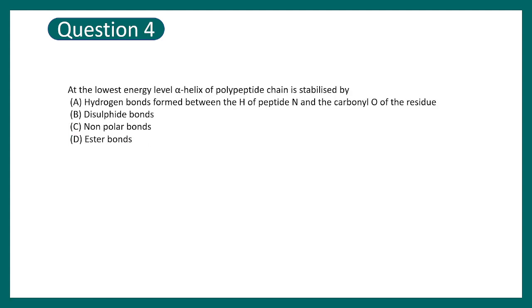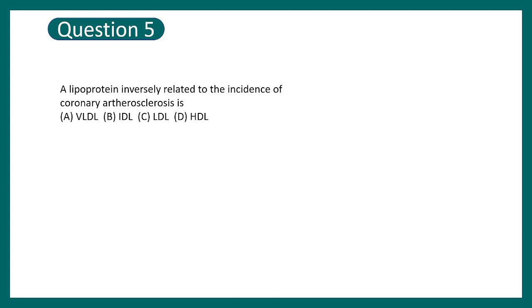The lowest energy level of alpha helix of a polypeptide chain is stabilized by what? This is a very simple question, but they ask specific points regarding alpha helices. So do check out the video on alpha helix provided in the I button, and the correct answer here would be hydrogen bonding, which is pretty easy to understand.